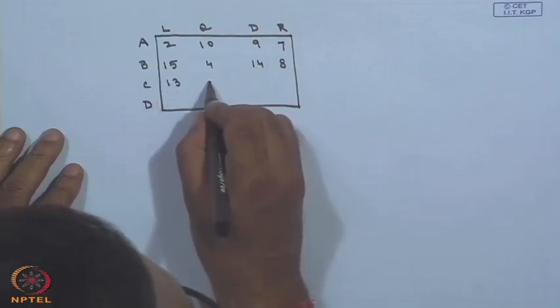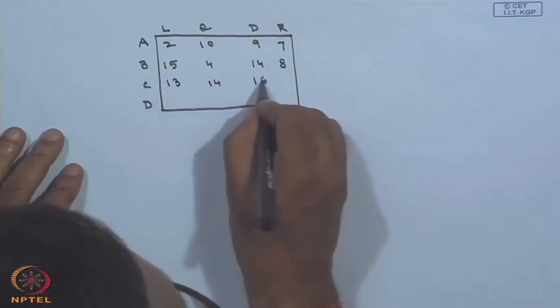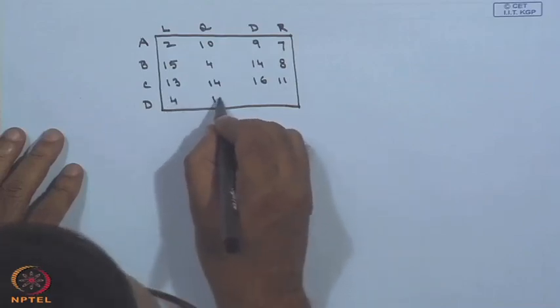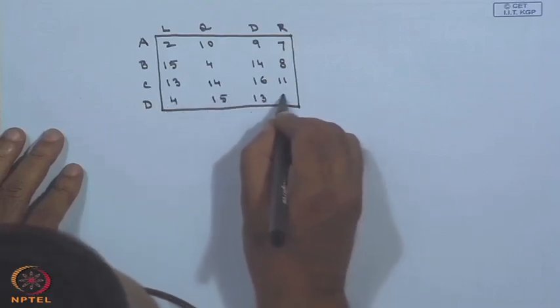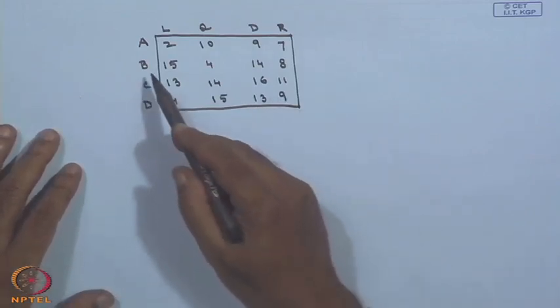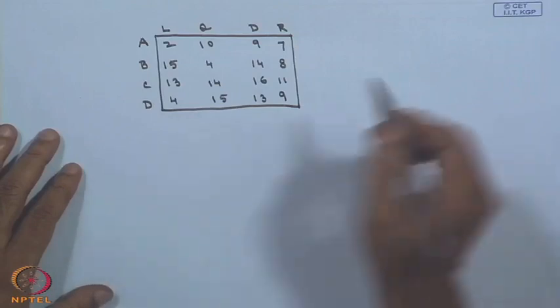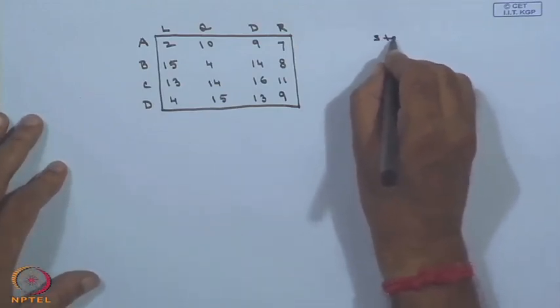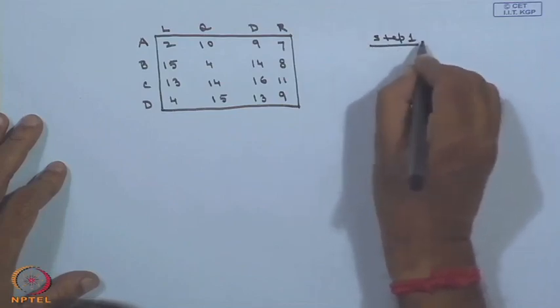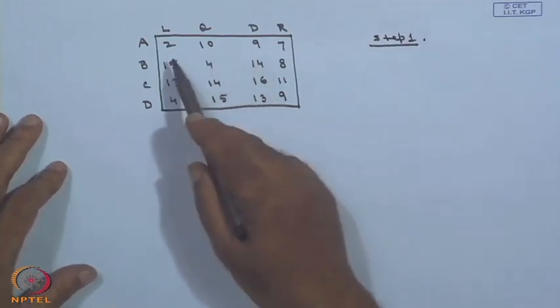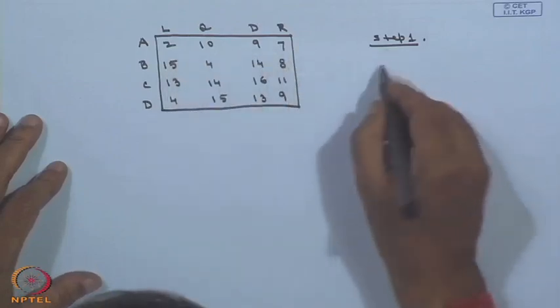C is 13, 14, 16 and 11, and for D it is 4, 15, 13 and 9. So, you have to assign one professor to a particular subject. What is step 1? I am just writing the steps. In step 1, for each row, determine the smallest cost and subtract it from all the elements, as I have told you.